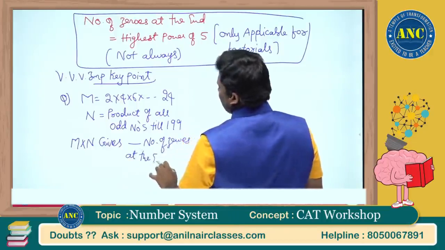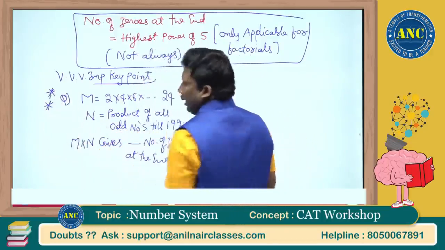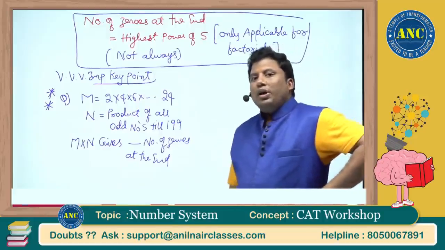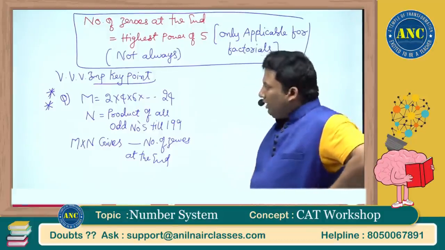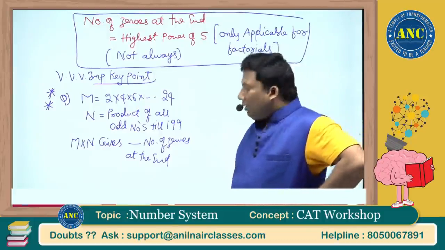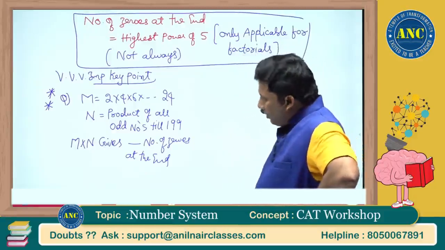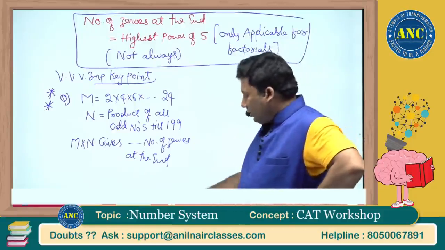Write down the question, sir. Extremely important question. M is 2 into 4 into 6 into 8 and so on up to 24. N is the product of all odd numbers till 199. M into n gives dash number of zeros at the end.